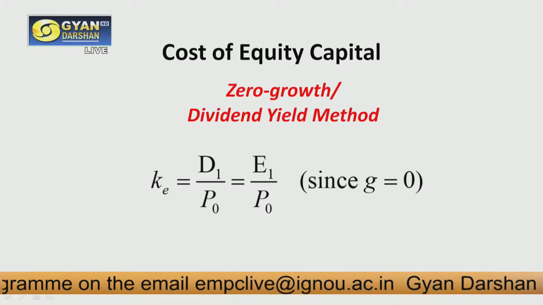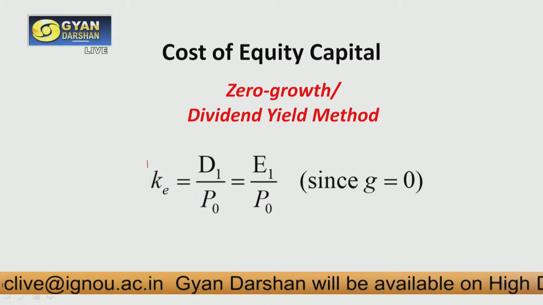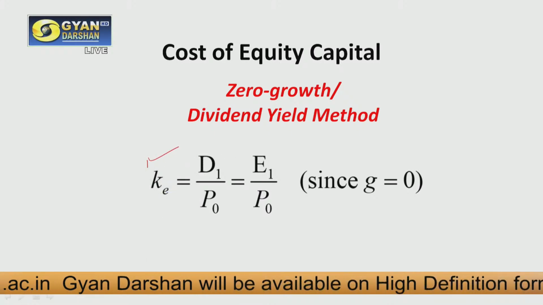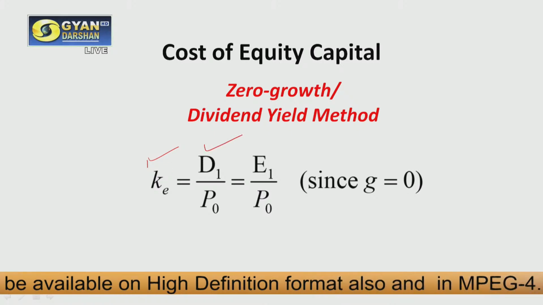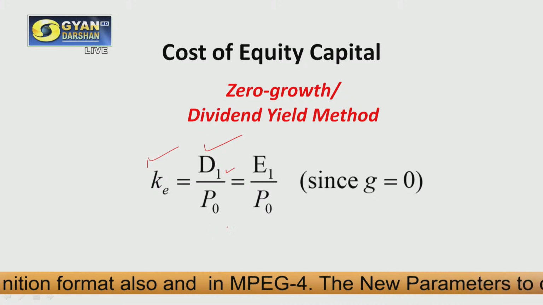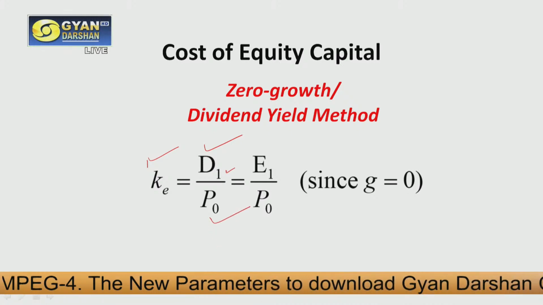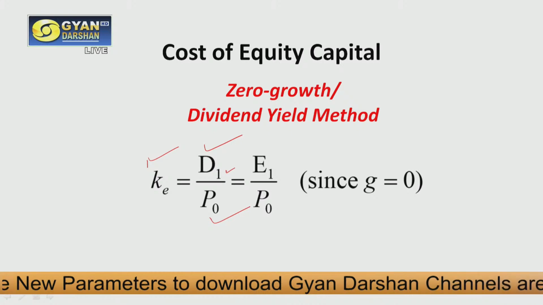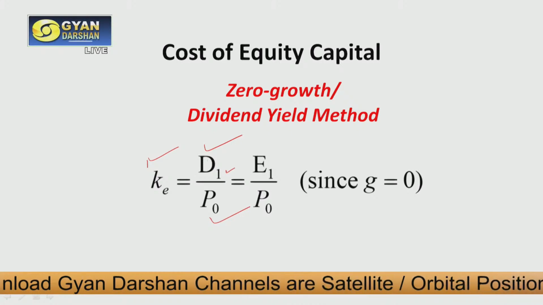So in this case, we are going to use this formula where our cost of capital, which is represented by KE, will be calculated by dividing dividend D1. D1 means dividend declared at the end of first year. It has to be divided by P0, that is the value of share. Okay, using this formula we can calculate cost of equity when there is no growth rate.